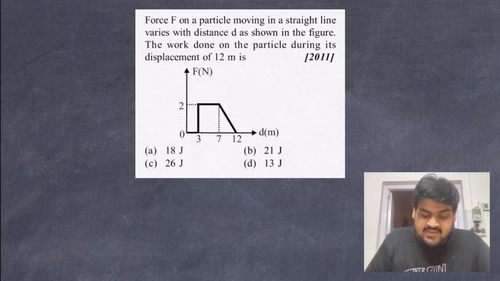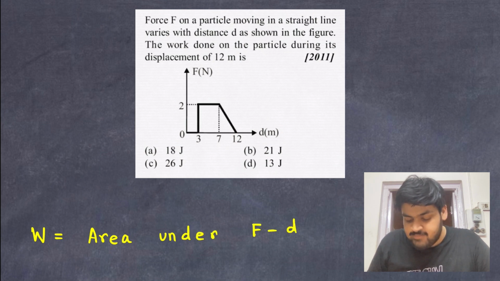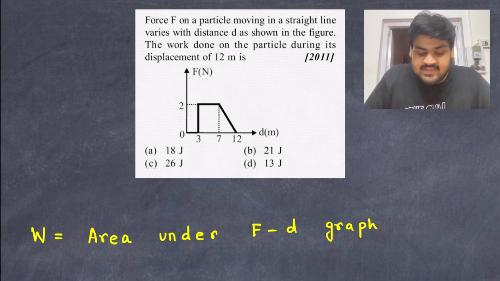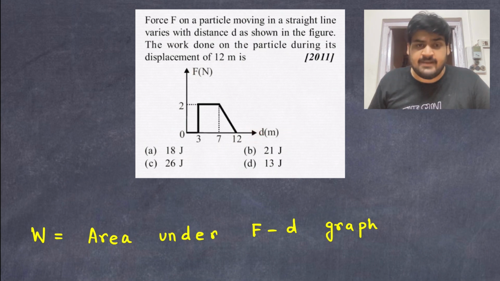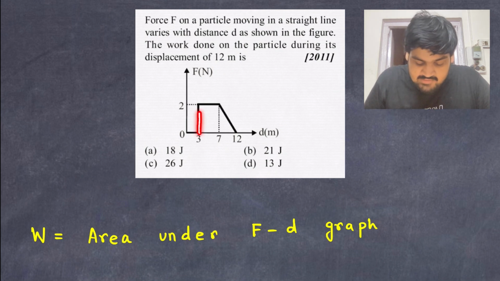We have discussed in the previous video also that work done is nothing but the area under the force displacement graph. Here you can see that on the y-axis they have plotted force and on the x-axis displacement. So the area under this graph will give you the total work done, and we have to find the total work done up till 12 meter. So we have to find the area until 12 meter.